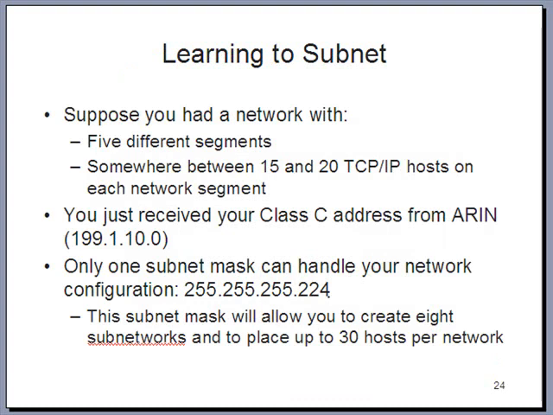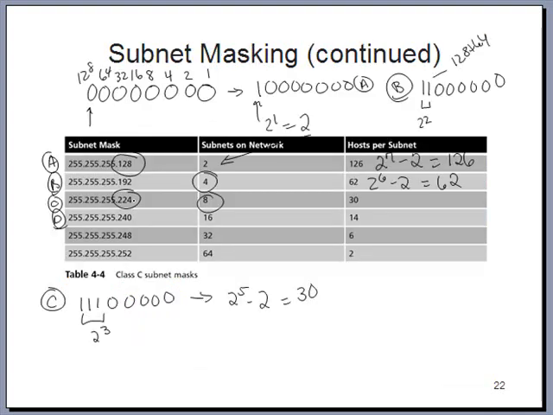On this example, we just received our Class C address right here, and our subnet mask of 255.255.255.224. So looking back at the previous slide with the 224, it tells us we can have 8 subnets on the network and up to 30 hosts per subnet.